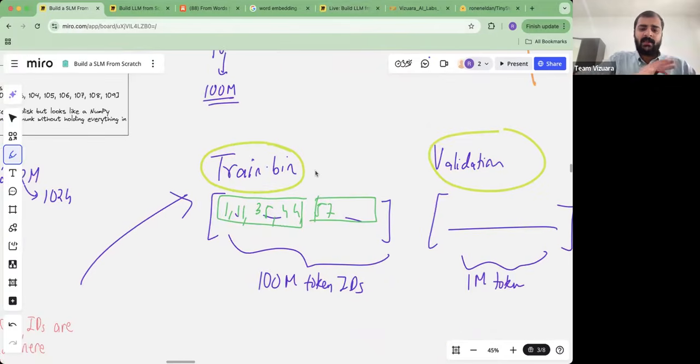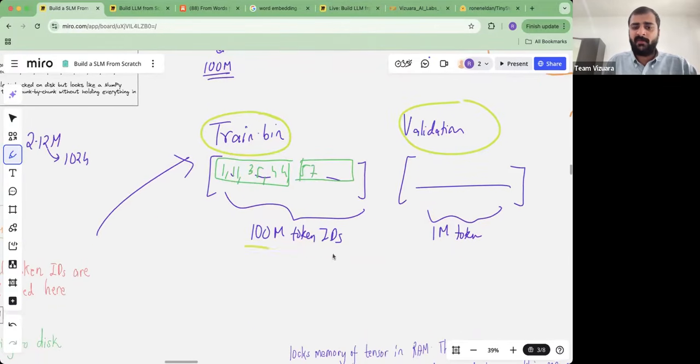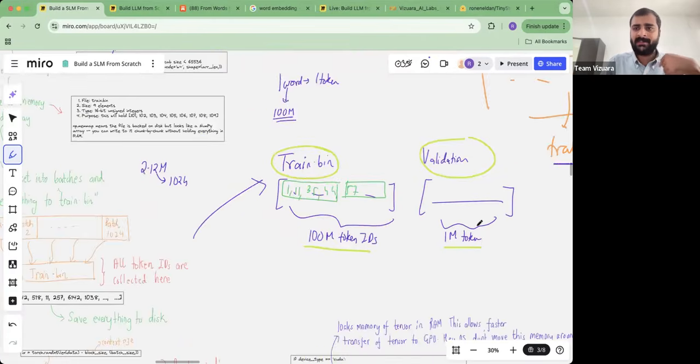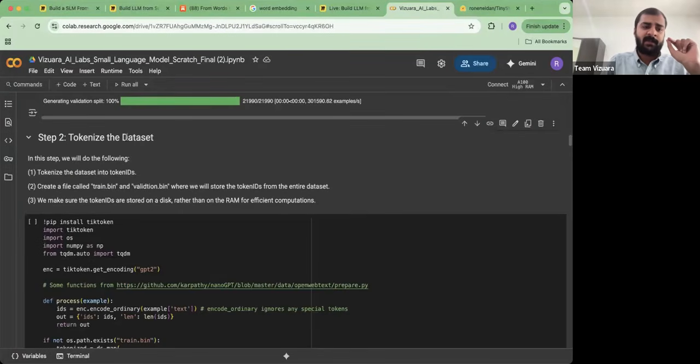And each file has a huge number of token IDs. On an average, the train.bin file would have 100 million token IDs, and the validation.bin, which we loaded specifically, would have around 1 million token IDs. And in which part of the code did we do this step? It's in step number 2.